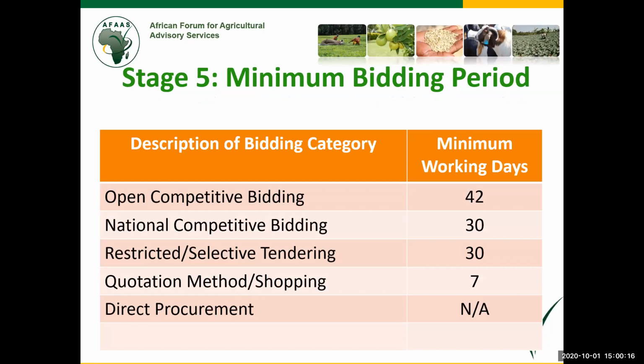Now, look at these minimum bidding periods in our law. When we are using open competitive bidding, we need a minimum of 42 working days for a bidder to bid. That is how many months? Around 2. National competitive bidding, 30 days, that's 1.5 months. Restricted and or selective tendering, 30 days, that is 1.5 months. Now, our area of where we operate most is the quotation method and the shopping method. The minimum is 7.